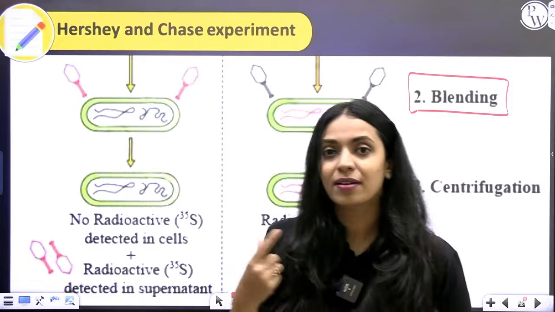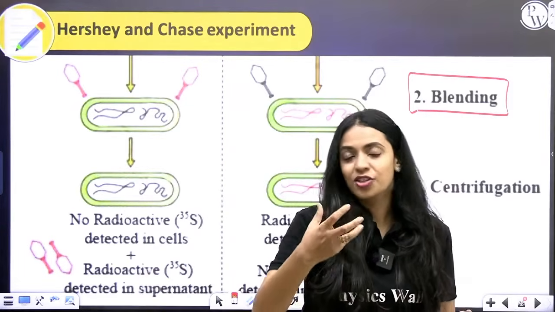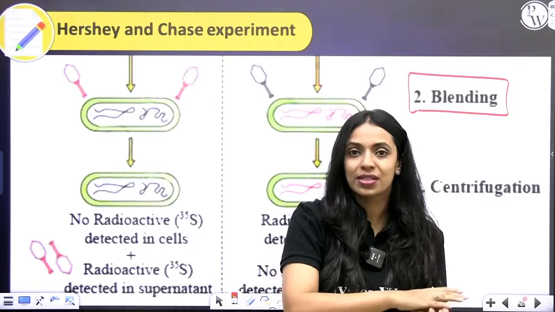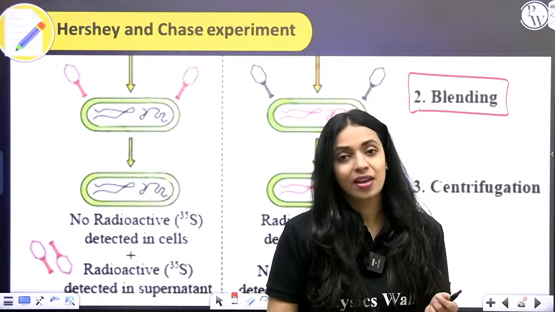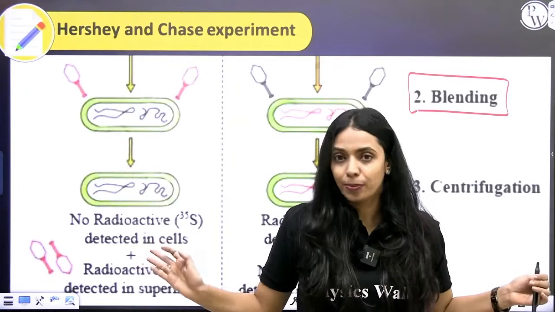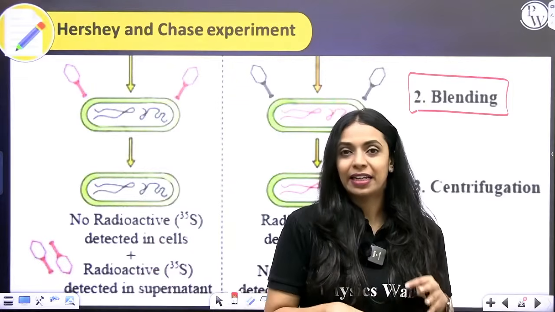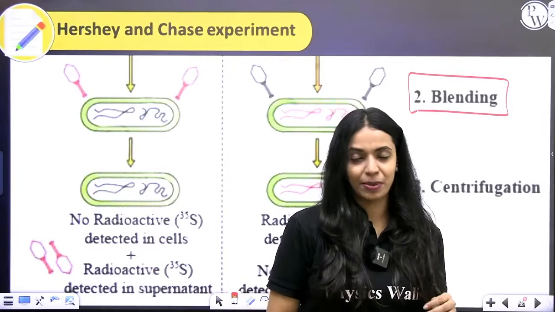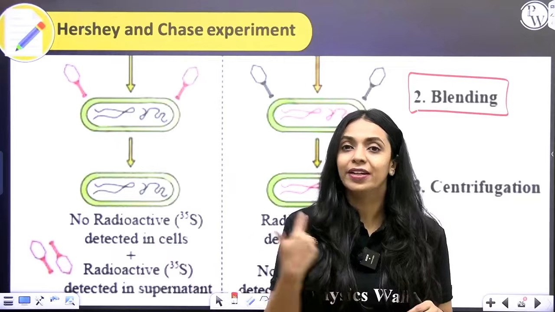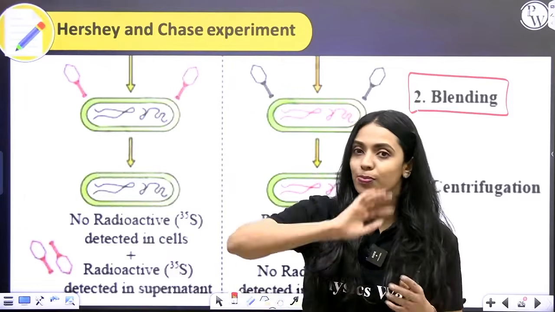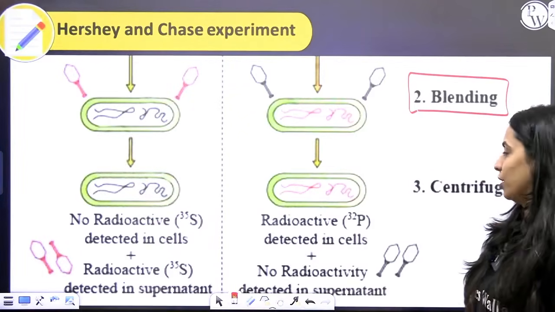If you remember the life cycle of a virus, the genetic material gets injected inside the host cell and the protein coat remains outside. So they wanted to separate the protein coat from the bacterial cells with the viral genetic material. So they spun it in a blender. So all of these protein coats got separated at that point.